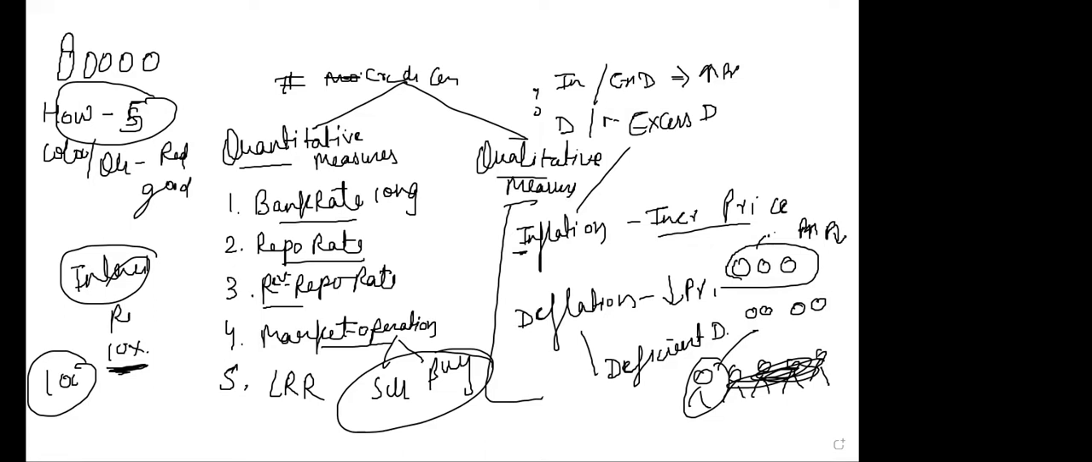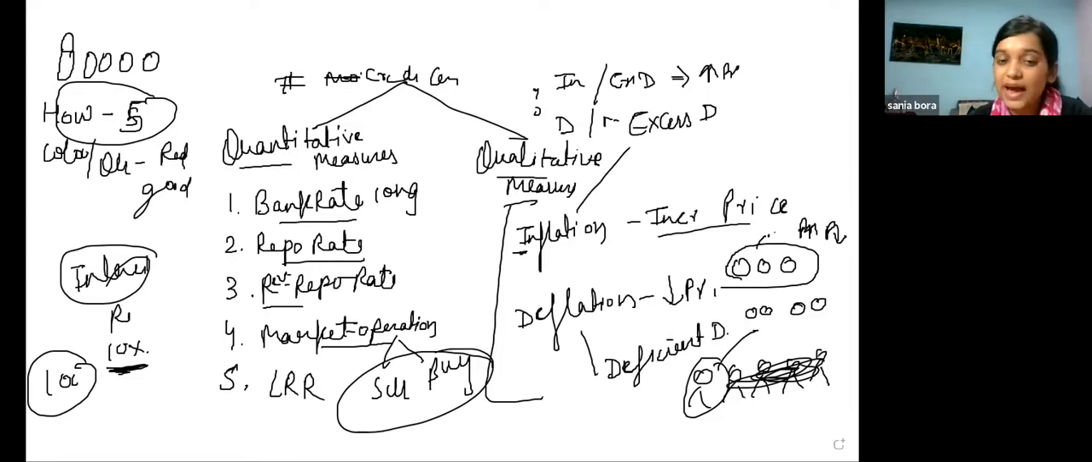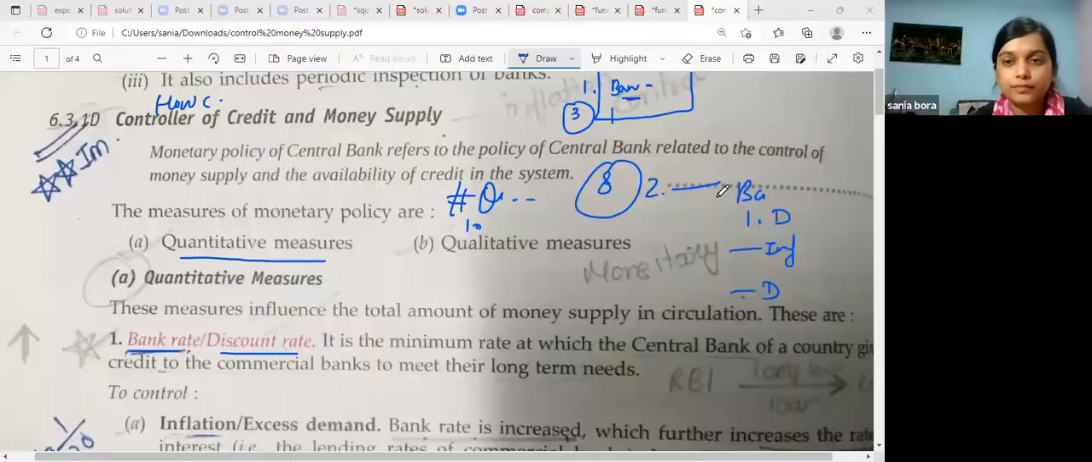Yes, ma'am. Okay, so first, you can start. First, you will write quantitative measures. Just write hashtag quantitative measure, and the first one, which is your bank rate slash discount rate. Just write the heading, then I'll explain what you are going to write. Done, ma'am.